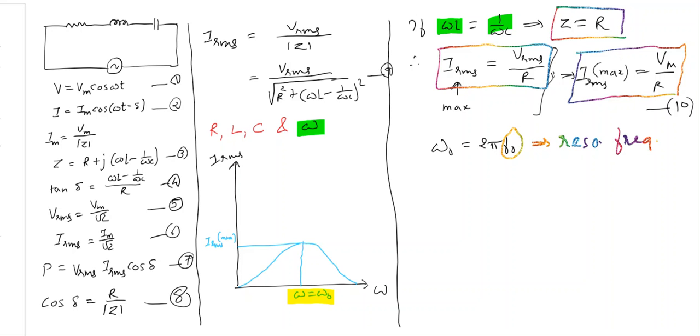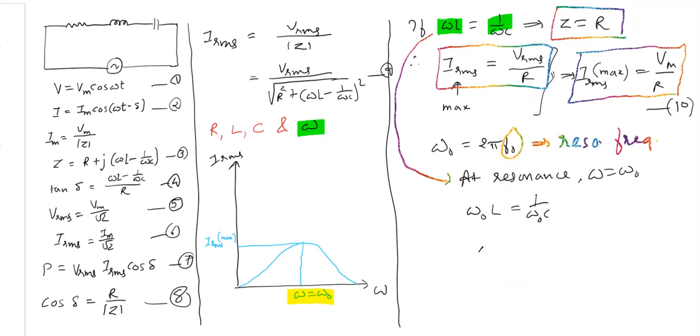So how do we derive the expression for resonance frequency? We know that at resonance, the angular frequency is denoted by omega 0 and omega L is equal to 1 by omega 0 C, and hence I can say that omega 0 square is 1 by LC, and so omega 0 is 1 by root LC, and let it be equation 11. This is the expression for angular resonance frequency.